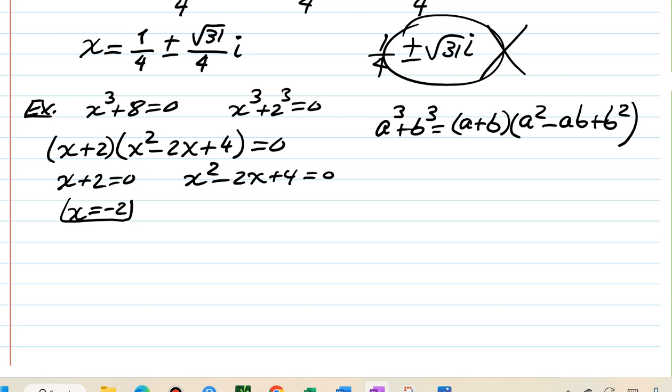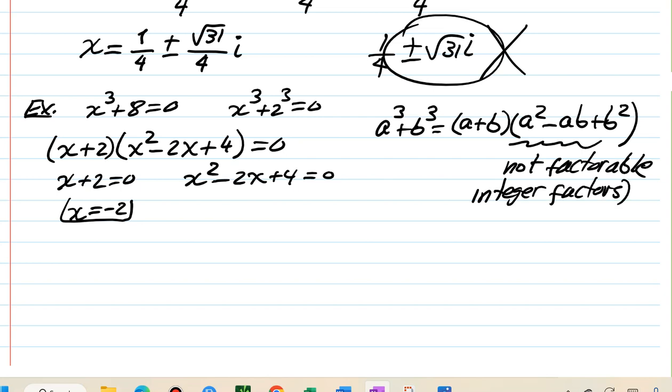Now this one is not going to be factorable, remember? The quadratic we get is not going to be factorable. And again, I want to emphasize, we can factor any quadratic. The reason we say not factorable is because we're looking for integer factors. Let me emphasize that. We're looking at integer factors. That means we don't want fractions, radicals, complex numbers, imaginary numbers like that.